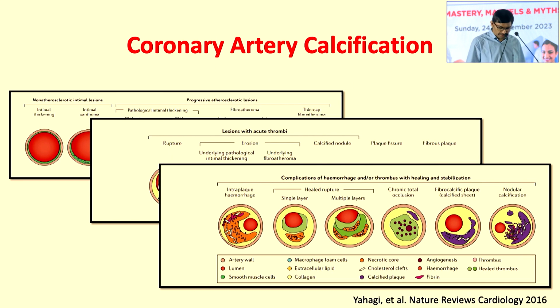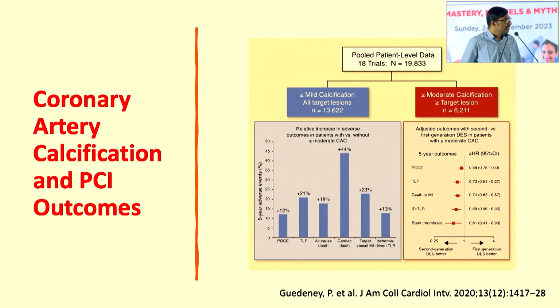So we are going to see this part here. Why is this calcium very important? When you compare angioplasties which had calcium and no calcium, calcium increases patient-oriented outcomes by 12%, target lesion failure by 21%, cardiac death by 44%, and revascularization, repeat procedure, by 13%, compared to when you don't have calcium. That is why calcium is more important. Even with modern drug-eluting stents, the outcomes remain inferior compared to regular angioplasties.